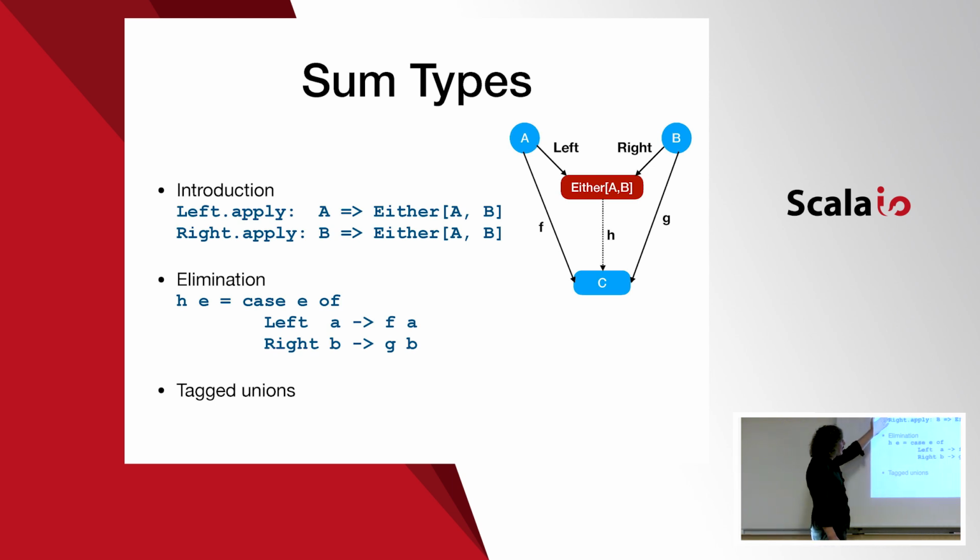And introduction: I can introduce the type Either A B if I have A or if I have B. There are two ways of introducing it. The elimination is just by pattern matching, left, right. And in programming, this is usually called tagged unions, right? In Scala, you have a different name for it. But you use the term sum types, right? So this is where they come from. They come from sum types, okay?